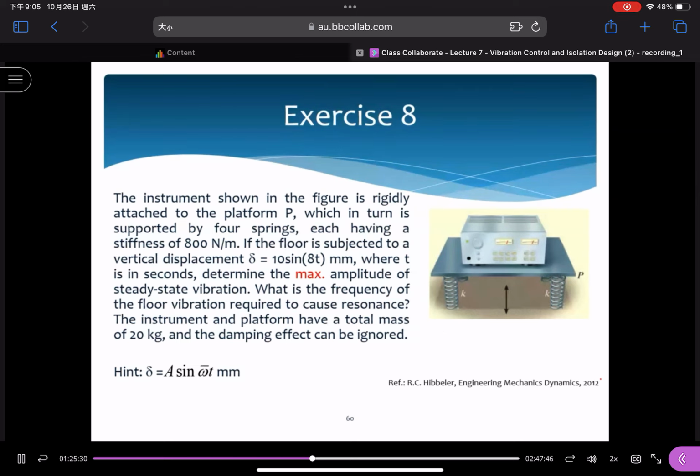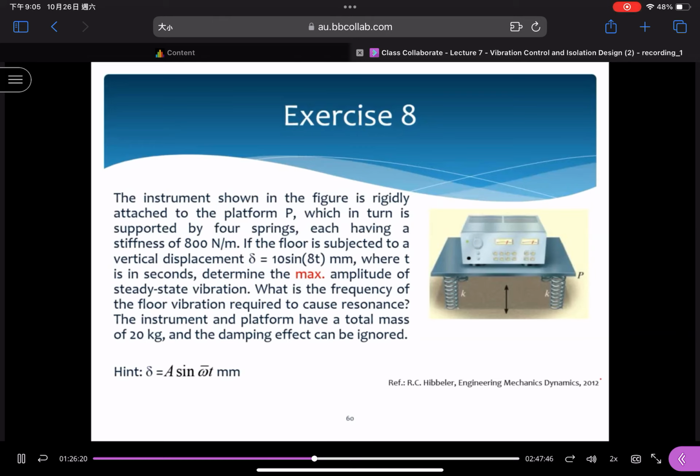Okay, another example. Now, your turn. Please take about 5 minutes to go through this one, how to find out the results. In this example, there is a word missing here. It should be maximum amplitude, highlighted in red here. You need to find the maximum amplitude under the conditions here, and what is the frequency of the vibrations required to cause resonance? There are 2 questions. The first one is to find the maximum amplitude under the steady state response, and the second one is to find the resonance frequency. Okay, please take about 5 minutes to go through this one.